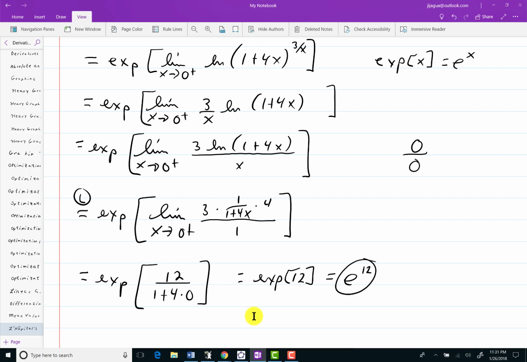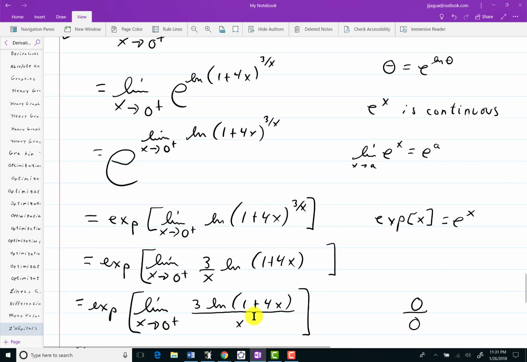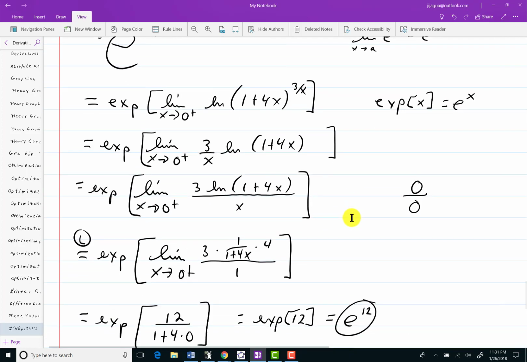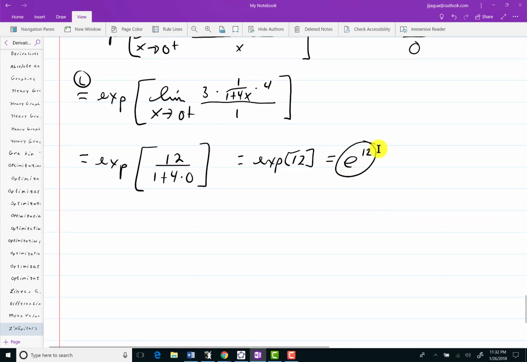And you can see the original indeterminate form was 1 to the infinity, so it didn't come out to be 1, it didn't come out to be infinity, it came out to be e to the 12.